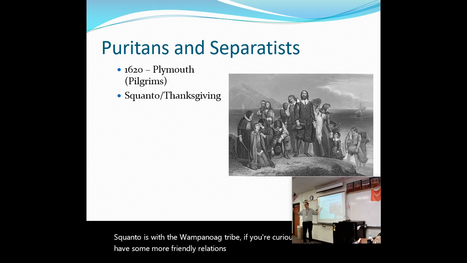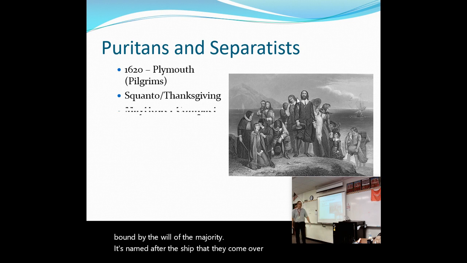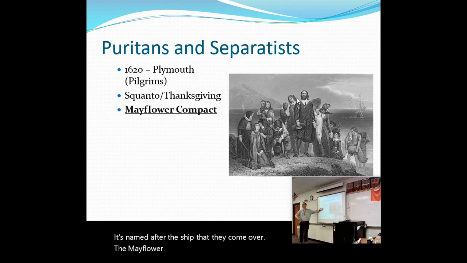Does that mean it's a forever piece of hand-holding and skipping through history? No, it's going to get cruel pretty soon to the neighboring Indian tribes. But hey, we got a couple years of peace. I guarantee you know this: their political document that says they're bound by the will of the majority. It's named after the ship that they come over. The Mayflower Compact.